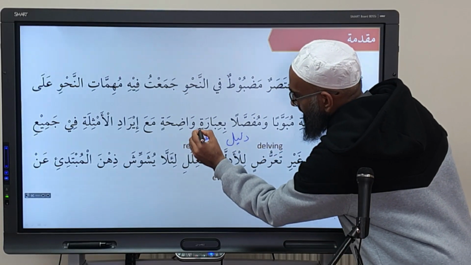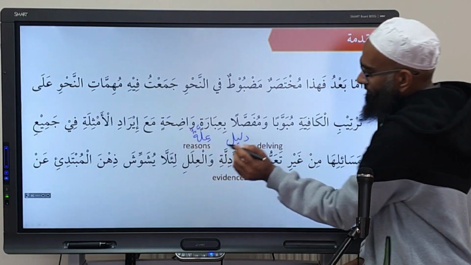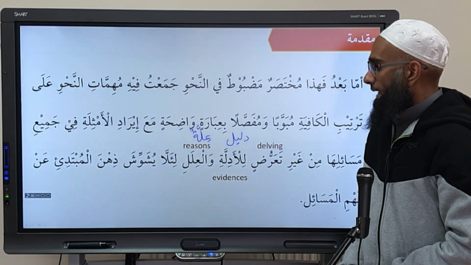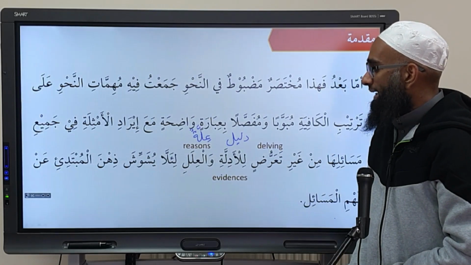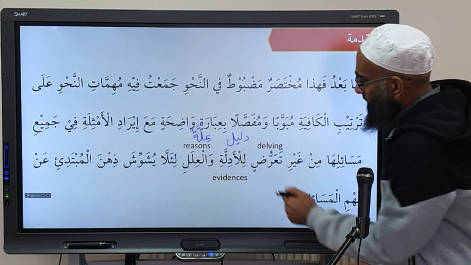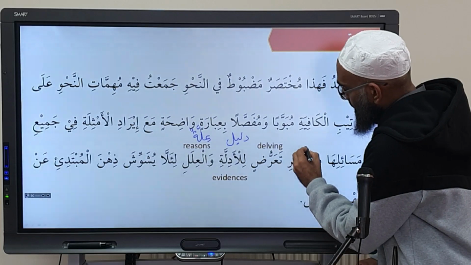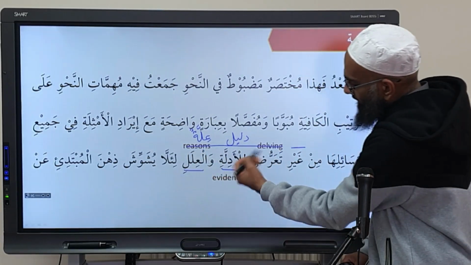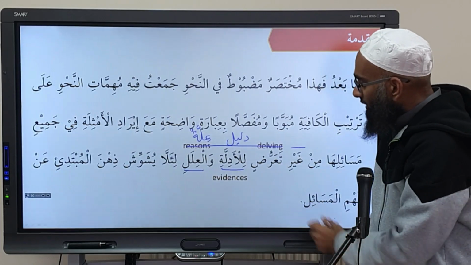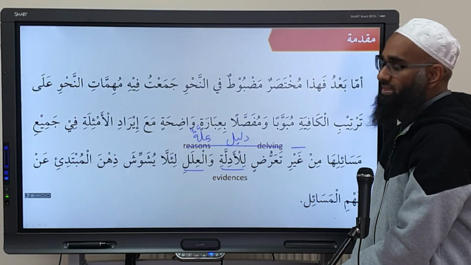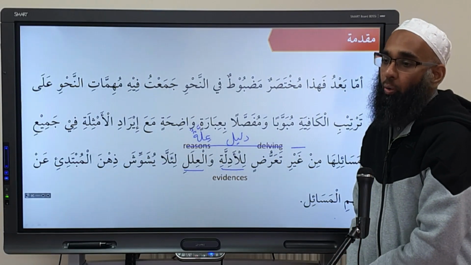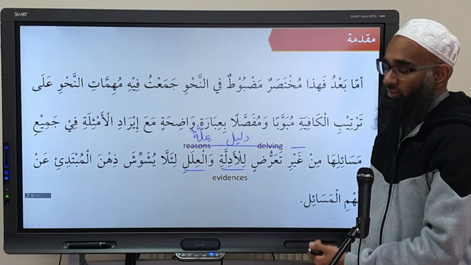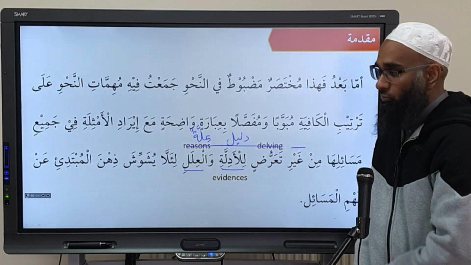So dalilun, plural adillatun. Illatun, plural ilalun. And this is the mudaf ilayh of ta'arrud. So ghayr is mudaf, and this is mudaf ilayh. And then adilla and ilal is a mudaf ilayh of ta'arrud. So without delving into evidences and reasons, meaning, why is fa'il marfu? Prove it. Why is it marfu? So there's two things. One is evidence. Can you give me evidence that fa'il is marfu?